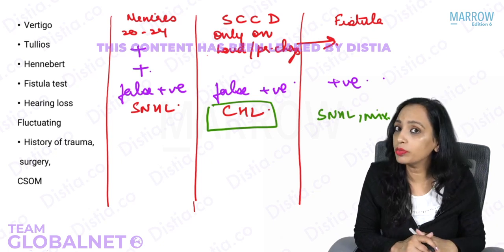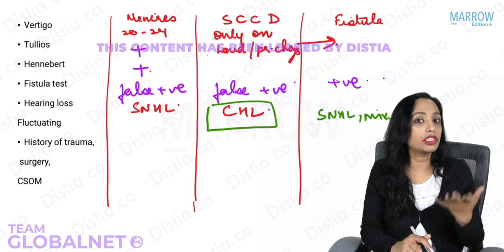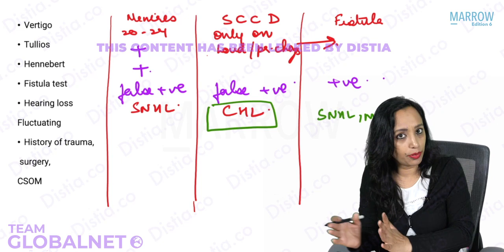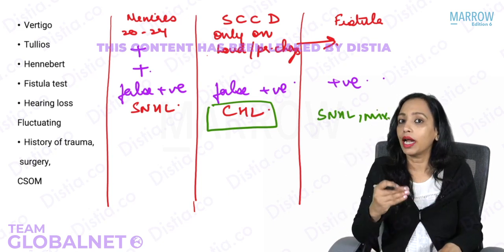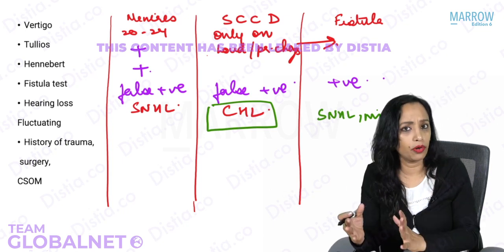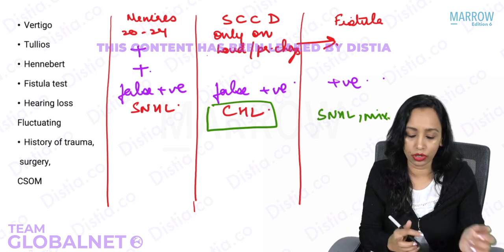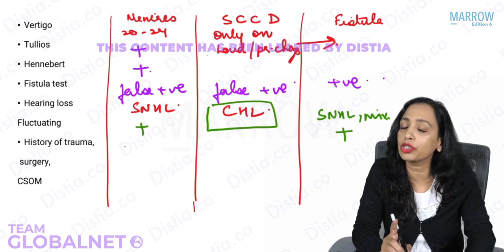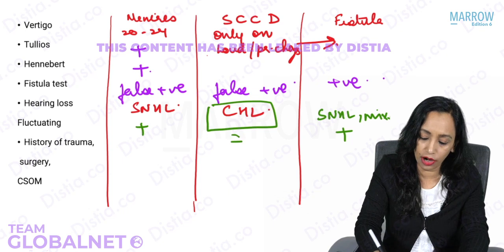So will the hearing loss be fluctuating in Meniere's? Yes, of course. We know in Meniere's the hearing loss is fluctuating: only when there is vertigo, the patient has hearing loss, and then it improves. In perilymphatic fistula, when there is a leak of the perilymph, that time there is hearing loss because of pressure changes in the inner ear. Later on it improves. It can become progressive also, but yes, it can be fluctuating also. In superior semicircular canal dehiscence, the hearing loss is not fluctuating.